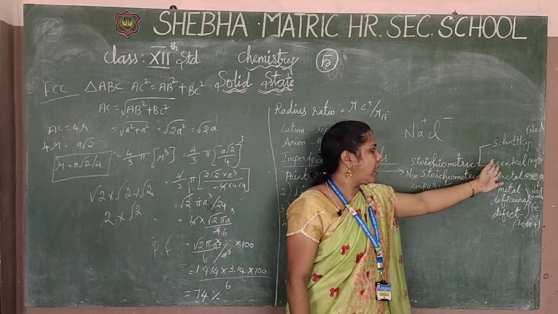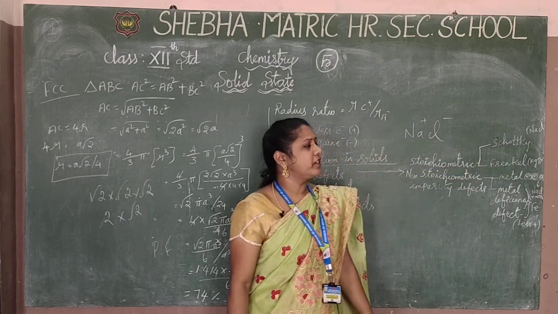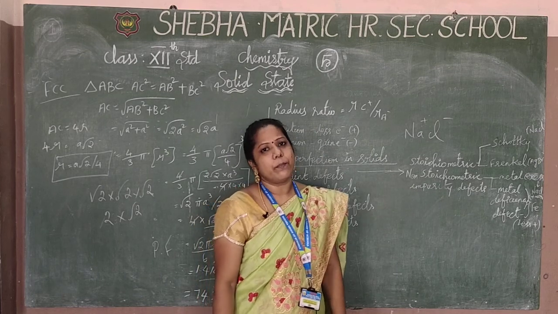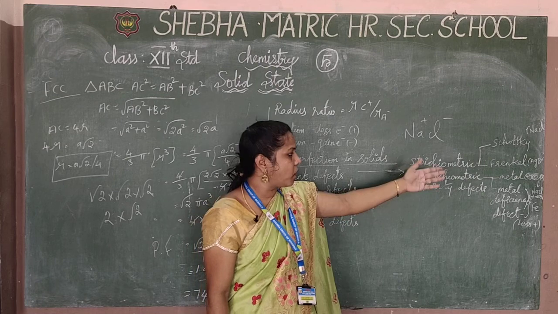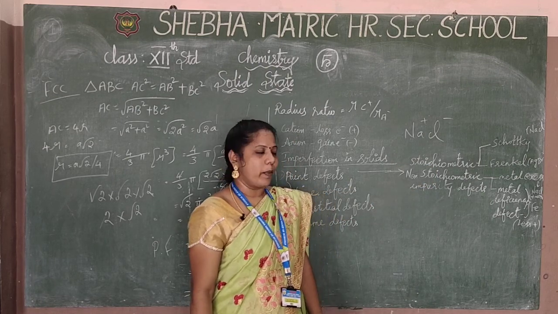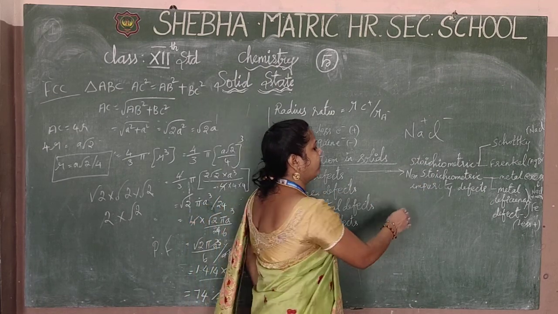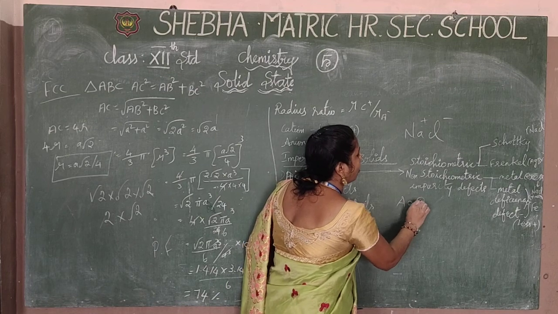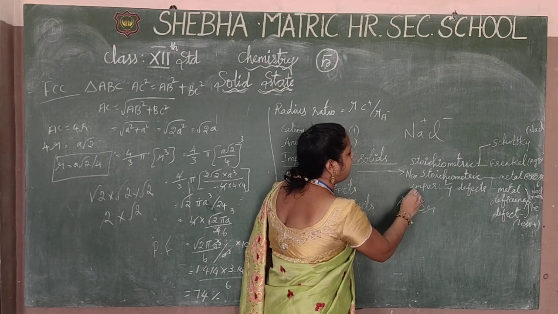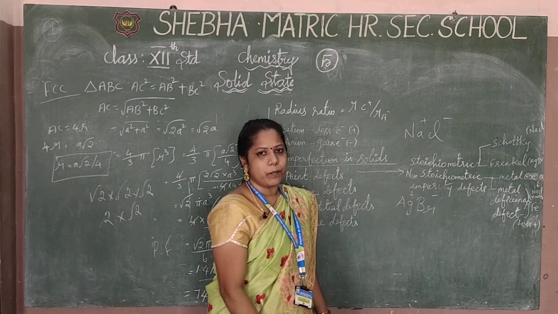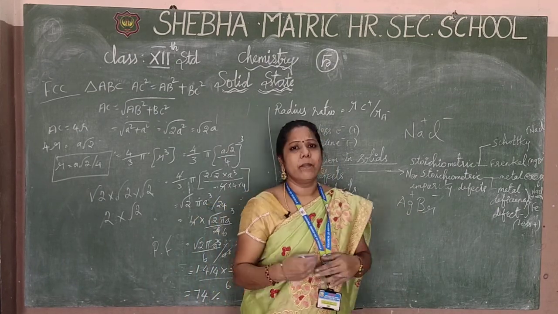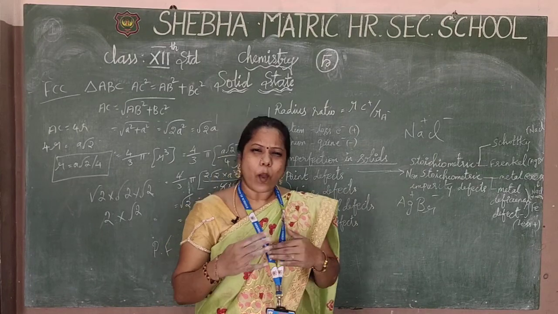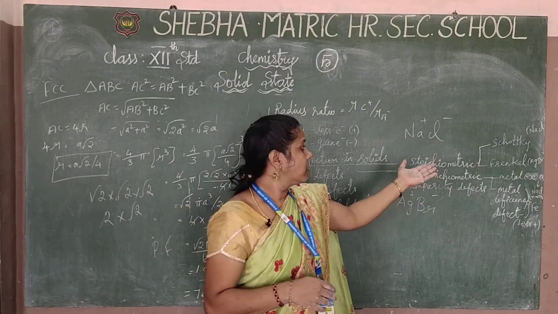Frenkel, the example is AgBr. AgBr means what is that? Silver bromide. Silver means Ag, Argentum, the symbol of Ag, and Br, bromide. So the example is AgBr. Obviously Ag is the positive and Br is the bromide, the negative. So in these atoms the size is quite different compared to Schottky.